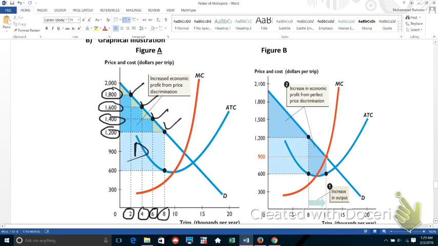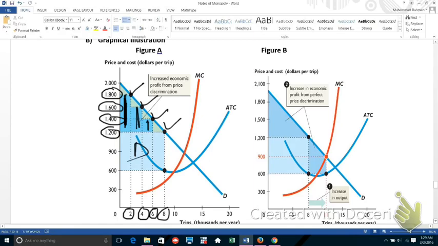Notice that by charging four different prices, first of all, our monopolist gains some extra consumers and extra profit, which is indicated by this rectangle. The first rectangle indicates the profit earned by charging $1,800 to one group. The second rectangle measures the extra profit that our monopolist earns by charging $1,600 to a second group, and the third rectangle measures the profit that our monopolist earns by charging $1,400 to another group.